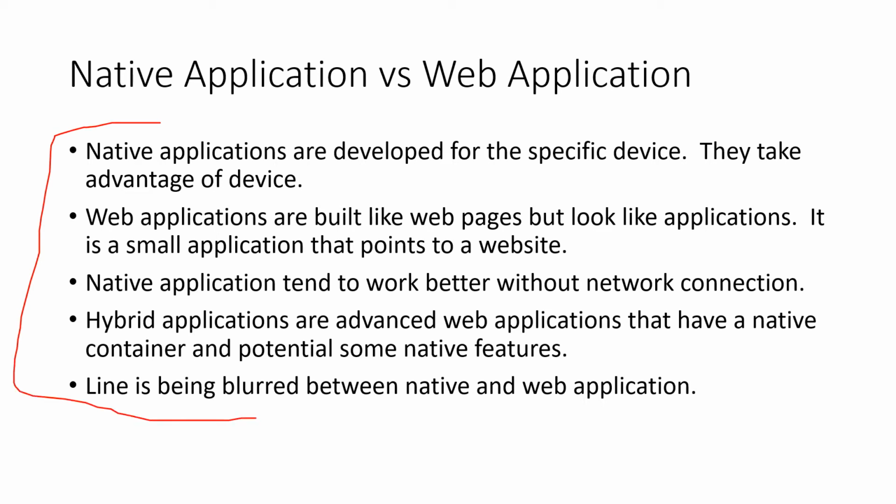Native applications are developed for specific devices, and they take advantage of the device. Web page applications are built like web pages, but they look like applications. It's a small application that basically points to a website. Native applications tend to work better without network connections. And then you have hybrid applications that are advanced web applications that have a nice container and some native features. The line is blurred between a native and a web application. Today you can develop a web application that gets close to the performance of a native application written for that particular operating system.